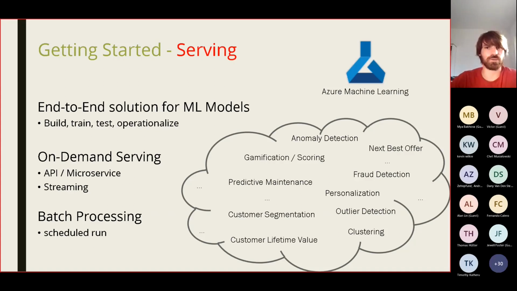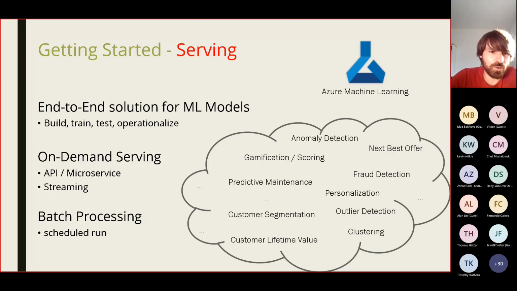But in the end, you just need a tool or a service that allows you to build, train, test, and operationalize your models. And for the operationalization, either providing APIs and microservices that are usually hosted as Docker containers, but that are also capable of dealing with streaming data and using real-time processing. So for example, Stream Analytics just calls one of our microservices and gets a fraud value for a particular transaction.